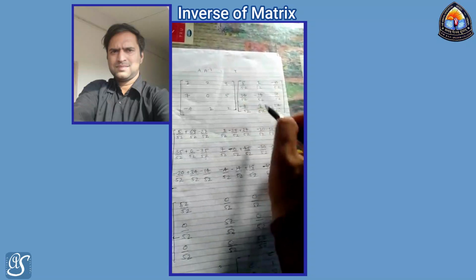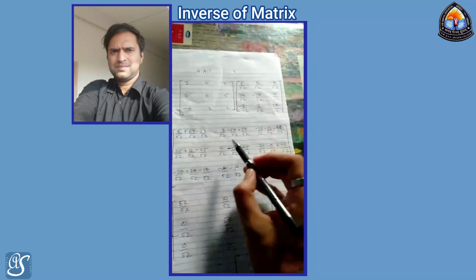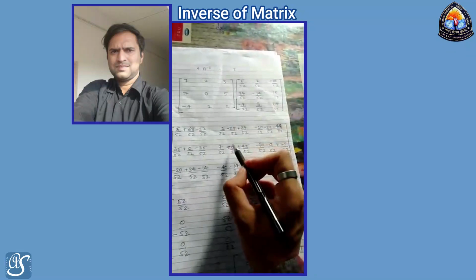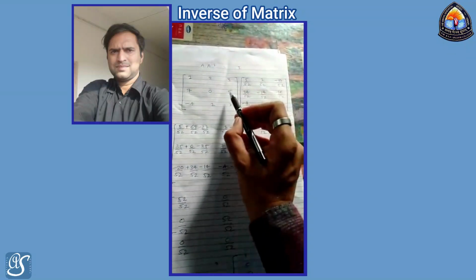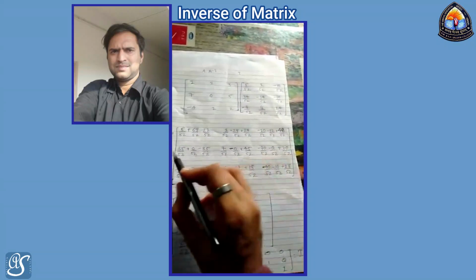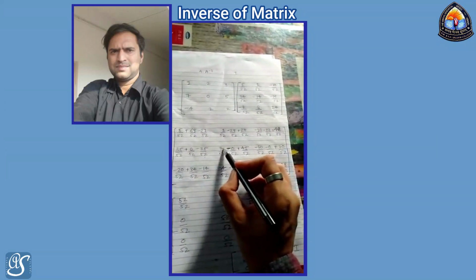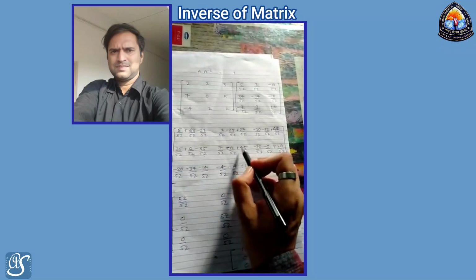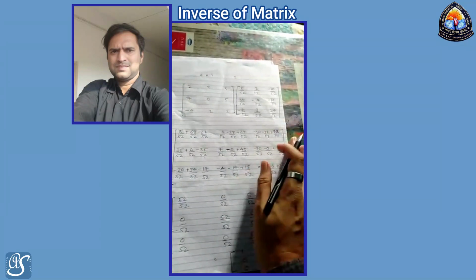Now second row, second column. So 7 into 1 upon 52, so 7 upon 52. 0 into minus 14 upon 52, so minus 0 upon 52, plus 5 into 9 upon 52, so 45 upon 52. So second row, second column is 7 upon 52 minus 0 upon 52 plus 45 upon 52.